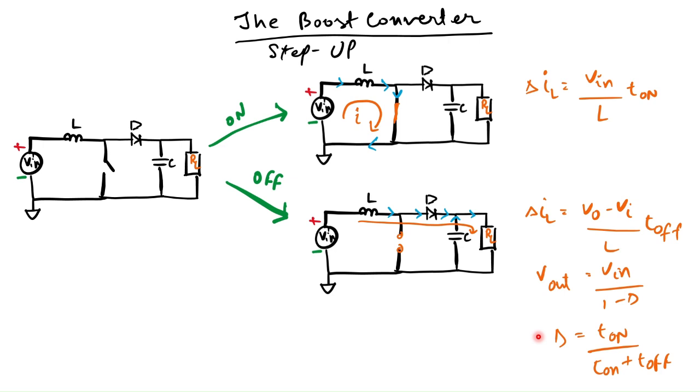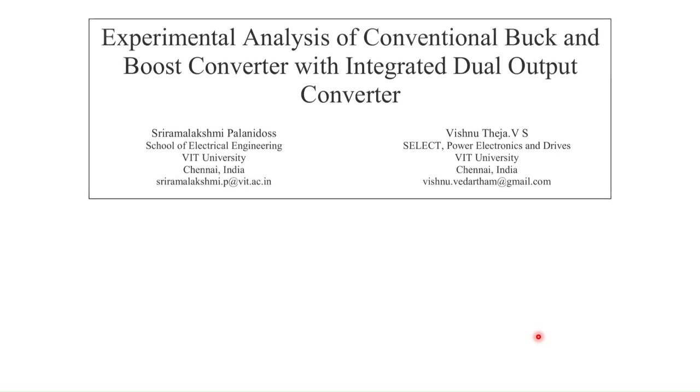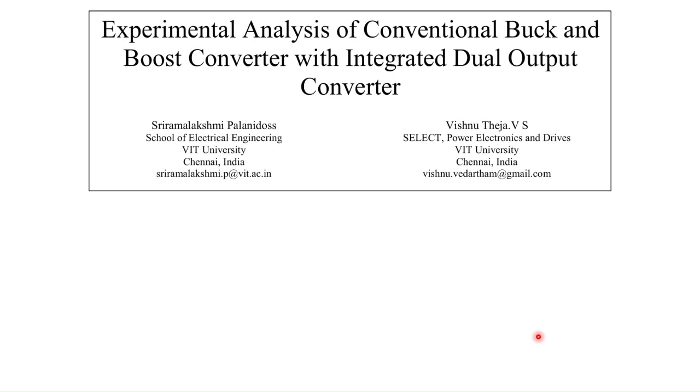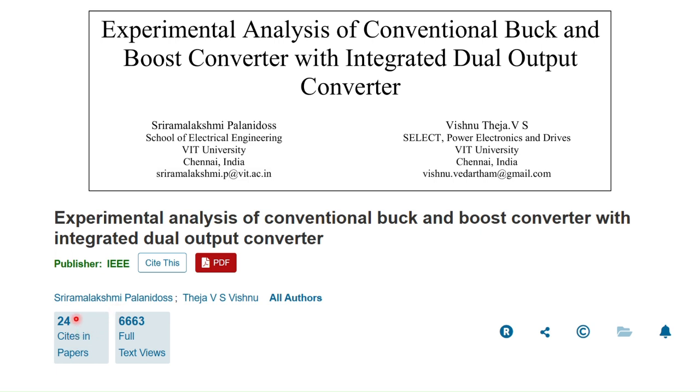Now the question is, can there be a system where we require two voltages, one higher than the DC input and one lower than the DC input at the same time? The answer to this question is yes, which is getting increasingly popular in the field of power electronics. So this is where this paper comes in handy. The title of the paper is Experimental Analysis of Conventional Buck and Boost Converter with Integrated Dual Output Converter, written by Sriramalakshmi Palanidoss and Vishnu Theja from VIT University, Chennai. This paper is cited in 24 papers and has 6,663 full text views.